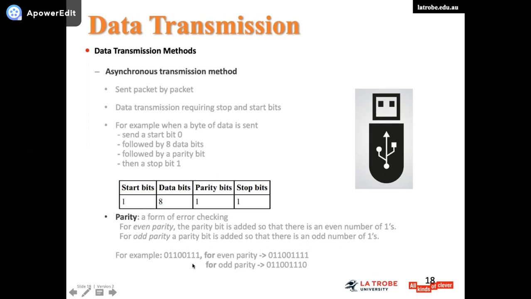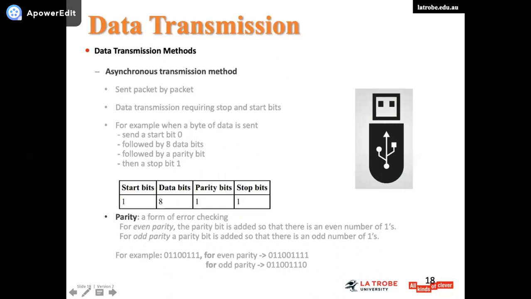So if we have one package where a bit changed during the transmission, we can detect it. For example, if this one is changed to 0, then when we do the parity checking, we should have an even number. So here is the example of one package.